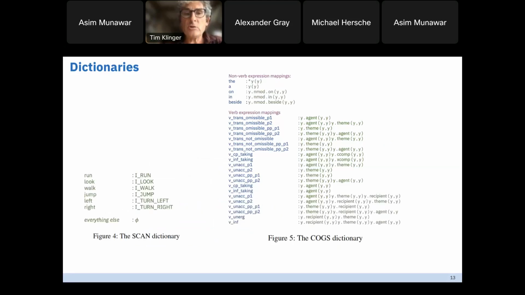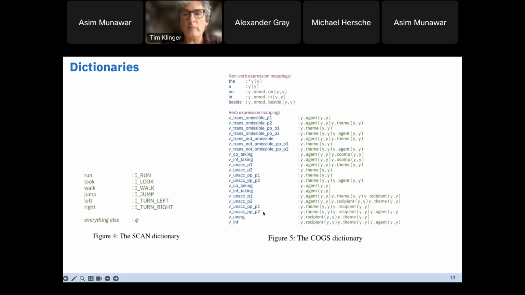The COGS dictionary is more complicated and it requires these different abstract expressions, these templates with slots in them for each different type of verb, because the different types of verbs correspond to really different meanings. Some require agents, some require themes, some require recipients. These all correspond to subjects, objects, indirect objects, etc.